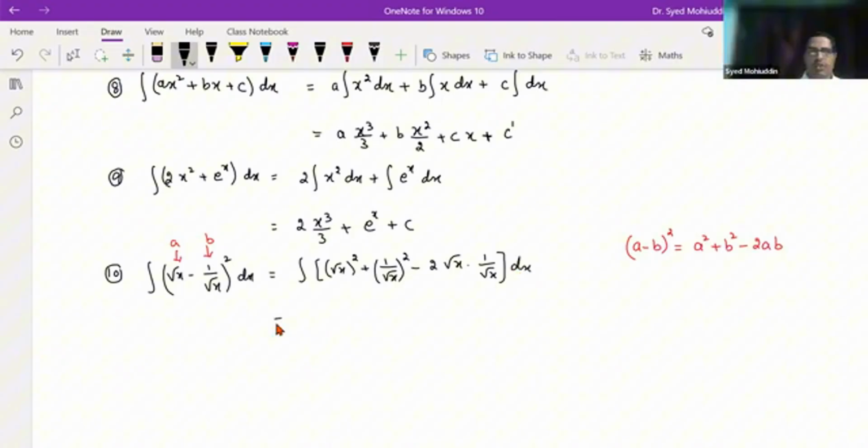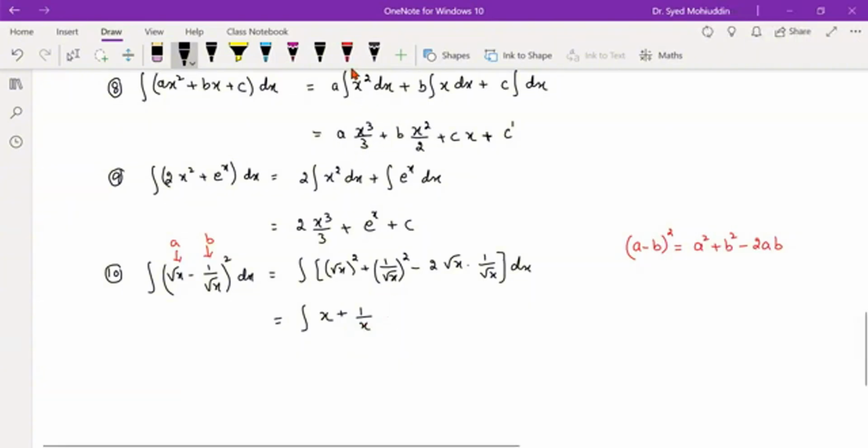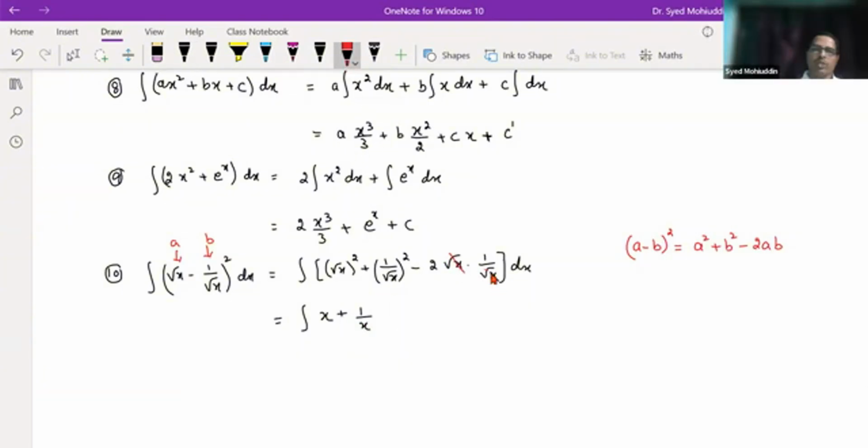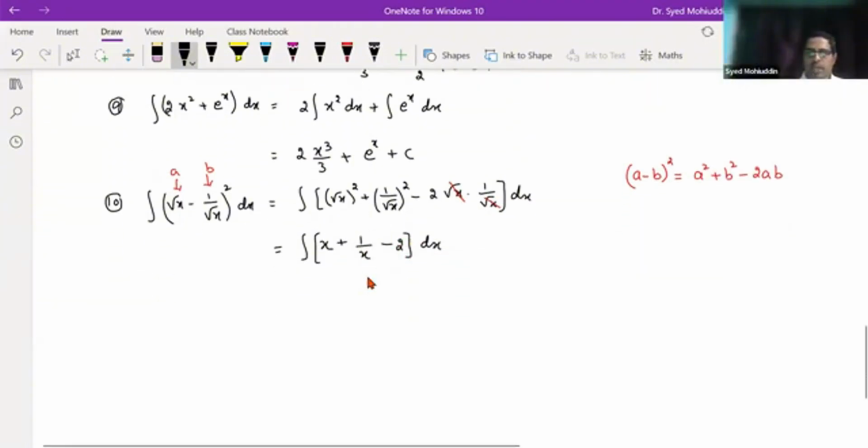Or further, if you try to rewrite this one, it is the integral of the square and root will get cancelled. You'll just be getting x plus. Here also the square and root will get cancelled. You'll just be getting 1 by x. Here root x will cancel out. What will be left out there? Just minus of 2, right? Times of dx you have. Now just open the bracket and apply the integral for each of the terms.